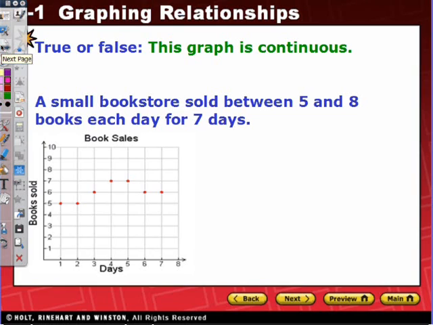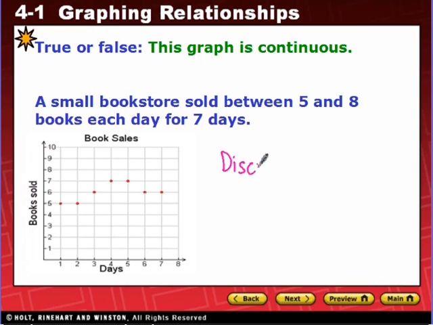True or false? This graph is continuous. Answer in your own mind. Thinking. Okay, you should have your answer. This graph is not continuous. It's discrete, because we're looking at the numbers of books sold, and the bookstore does not sell half books and eighth books and 0.27s of books. They just sell whole books, and they've got the dots there on the graph for you to see how many books they sold each day. That is discrete data.